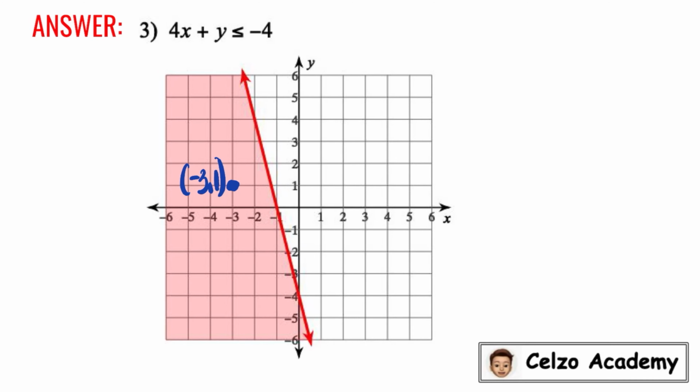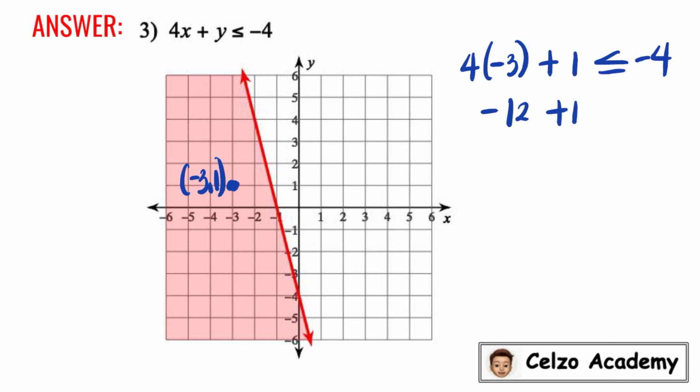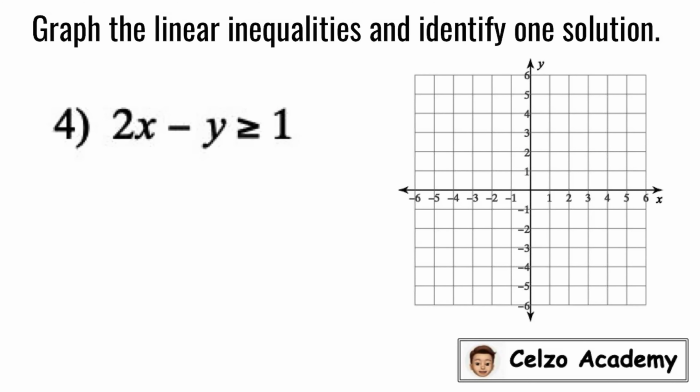Plugging in the point (-3, 1), we have 4 times -3 plus the y value 1 less than or equal to -4. 4 times -3 is -12, plus 1, less than or equal to -4. -12 plus 1 is -11, and -11 is less than -4, which is true. So the solution set of this question number 3 are anything on the lower half of the line, including the points on the line.